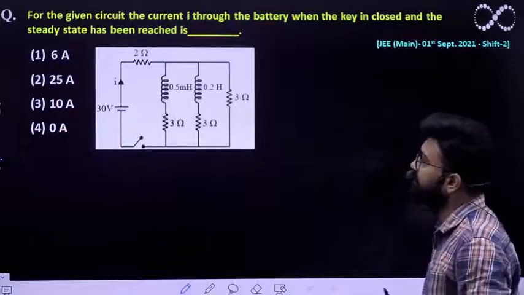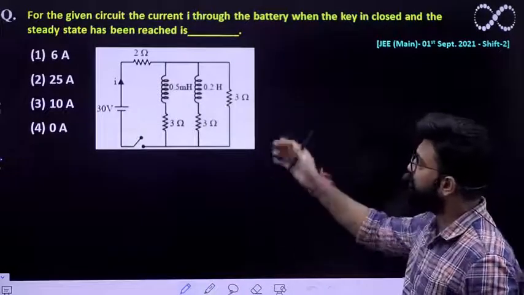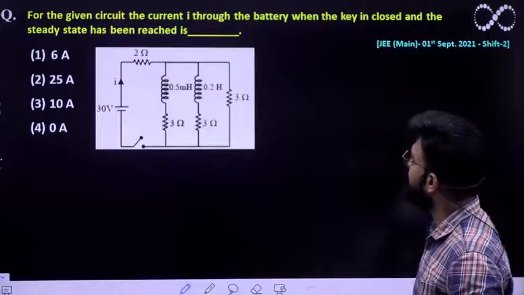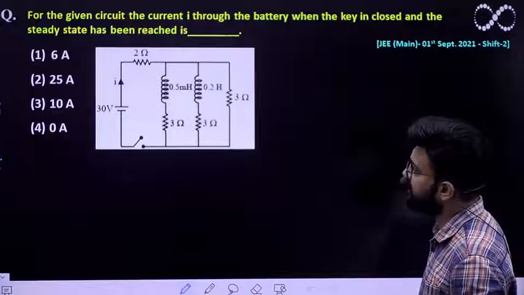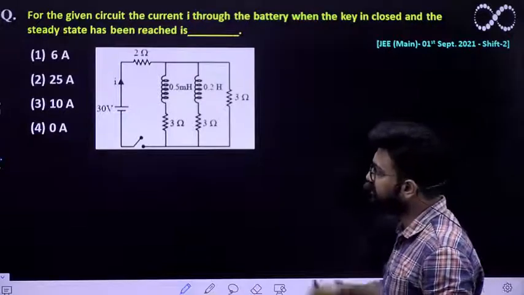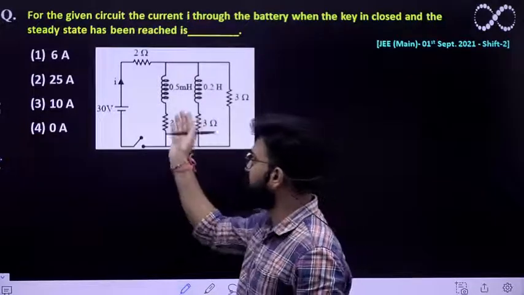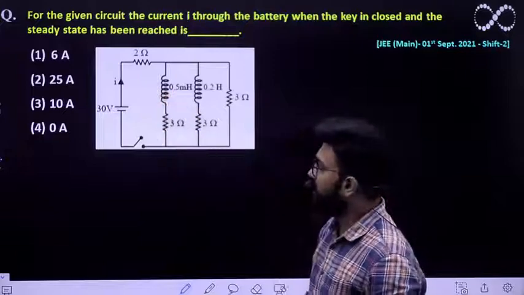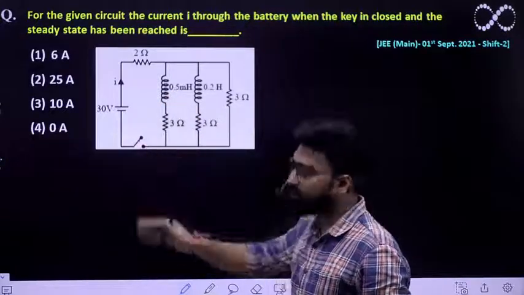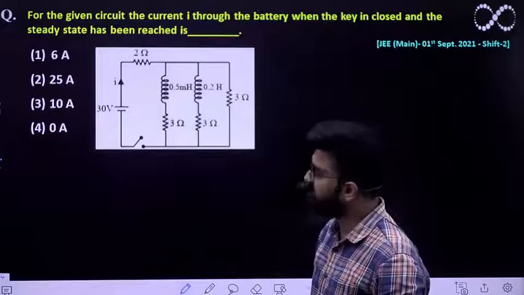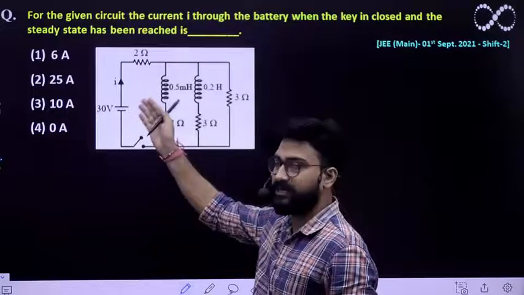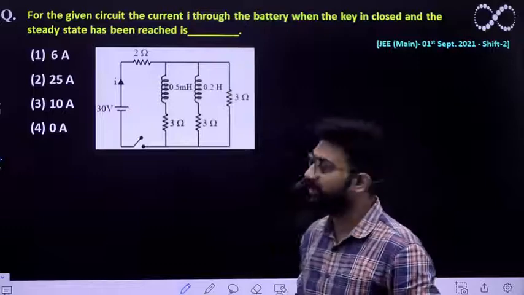The question says, for a given circuit which is already given to you, the current I through the battery when the key is closed and the steady state has been reached is. So that means a circuit consisting of different resistors as well as inductors is given to you, along with the battery when the key is closed. So at steady state, what would be the current flowing through the circuit, or the current supplied by the battery, that you need to find out.